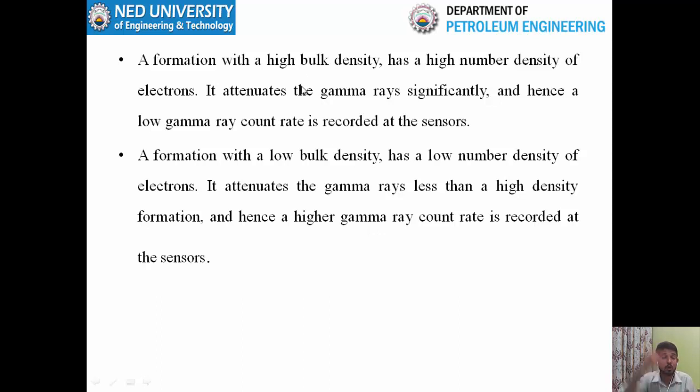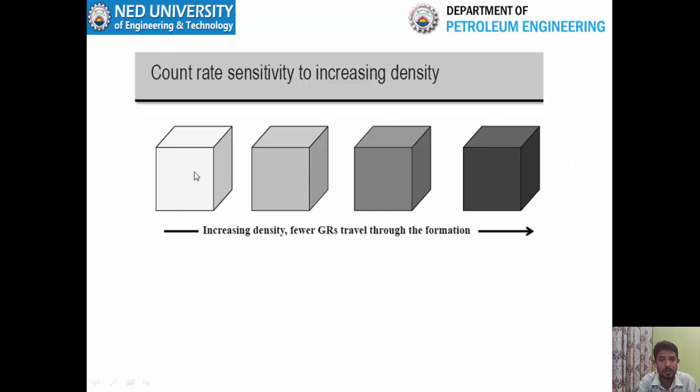Again, the number of gamma rays coming from the source is the same. With the same bombardment of all the formations, depending on the bulk density, the count rates are lower or higher at the detector. So again, the same fact is shown here: with increasing density, a smaller number of gamma rays travel through the formation and reach the detector.